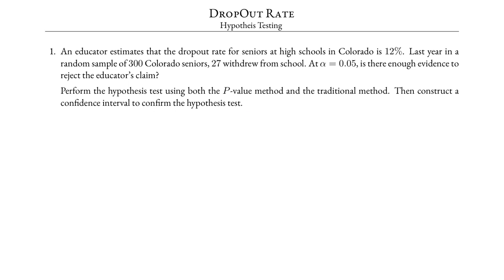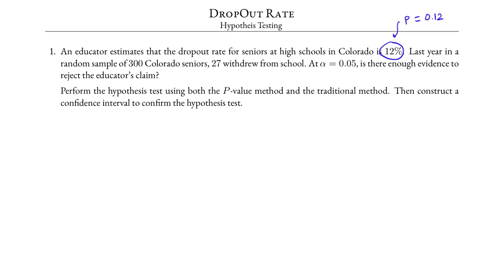the hypothesis test. The first part in solving this type of problem is to read the question very carefully. The 12% is the claim about the proportion, whether the students drop out or not. So it is a categorical variable, and this is the claim about the population proportion P. The claim is that the dropout rate is 12%, so P equals 0.12.